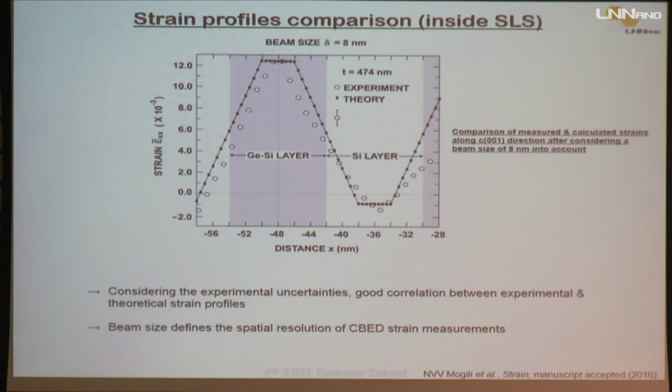So the variation between the step function and the Gaussian curve is due to the convergence of the CBED beam. This indicates there is a good agreement between them, and also the beam size defines the spatial resolution of the CBED strain analysis that we are using.